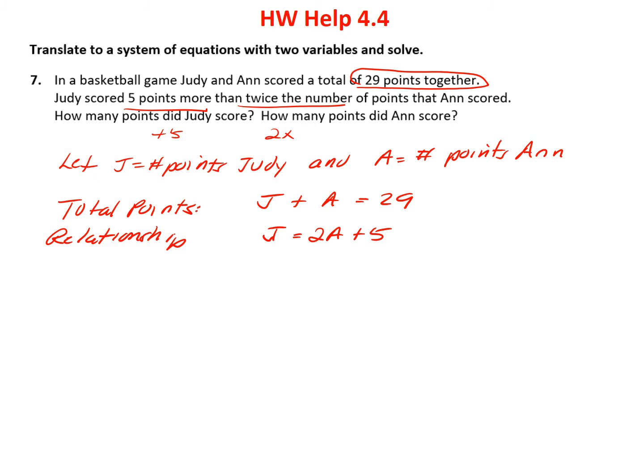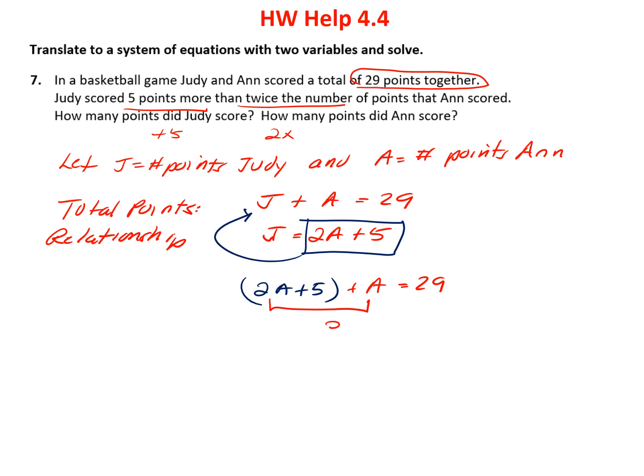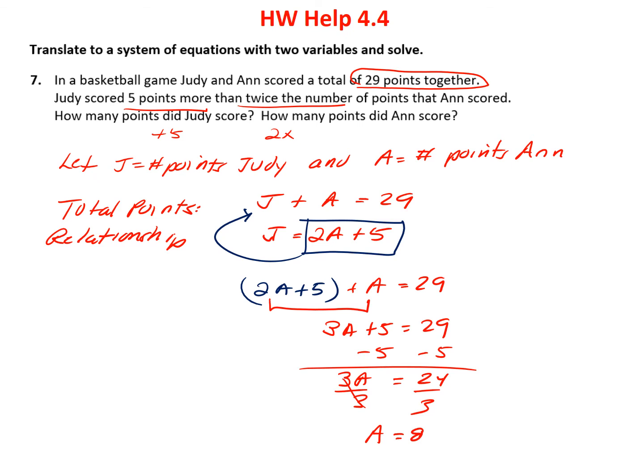And then like we did in the last problem, since that's what J equals, let's just take that and substitute it in for J. So we're going to have 2A plus 5, that's J, plus A equals 29. So let's combine terms here. And we have 3A plus 5 equals 29. Subtract 5 from both sides. 3A equals 24. Divide by 3. And we have that A equals 8. So Ann scored 8 points.